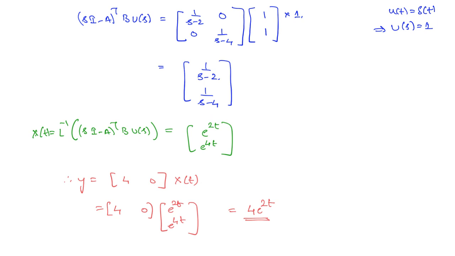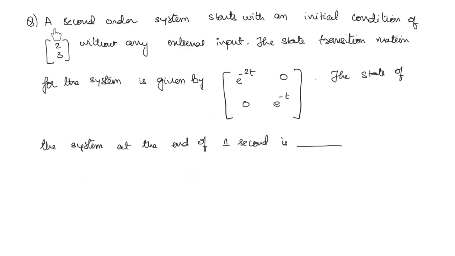The next question we have: a second order system starts with an initial condition of [2, 3] without any external input. The state transition matrix for the system is given by [e to the power minus 2t, 0; 0, e to the power minus t]. The state of the system at the end of 1 second is? So what is it that they are asking? They are asking for the state only. That means the state vector at t equal to 1.